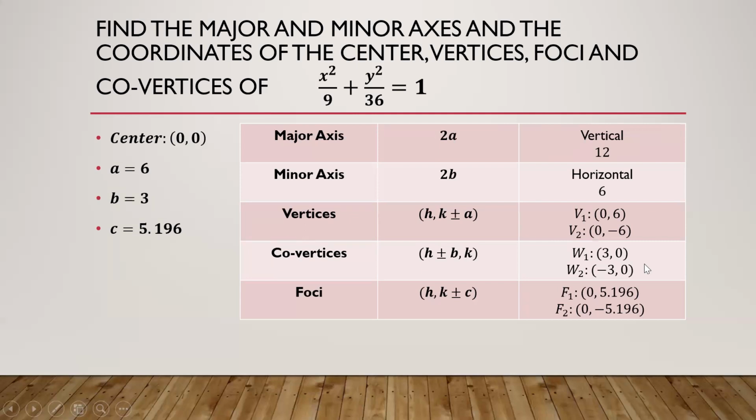For our co-vertices, we have h plus b, so 0 plus 3 gives us positive 3, and then we just copy the k. So our w sub 1 is 3 comma 0. So again, h minus b comma k. So our h again is 0 minus b, that's 3. So that gives us negative 3. So the coordinates for our w sub 2 will be negative 3 comma 0.